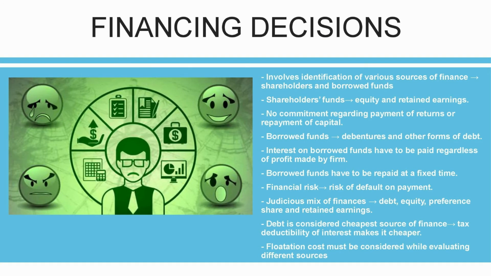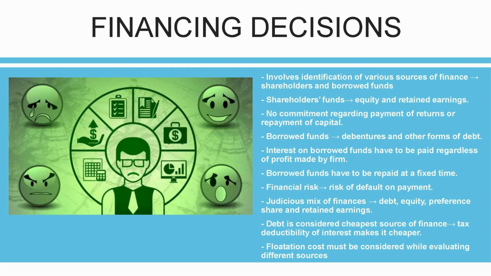The next important aspect of decision making for the management of a business organization are the financing decisions. Now, these decisions involve identification of the various sources of finance. Of course, when we are talking about the sources of finance, we can broadly classify them into shareholders' funds, that is the owner's funds, or the borrowed funds. The shareholders' funds are further classified into equity and retained earnings.